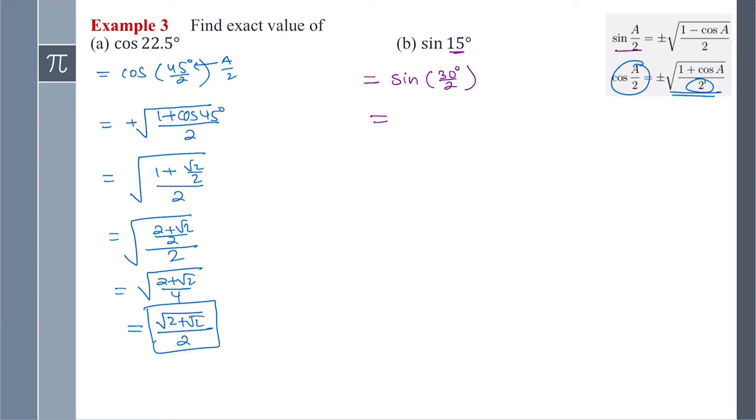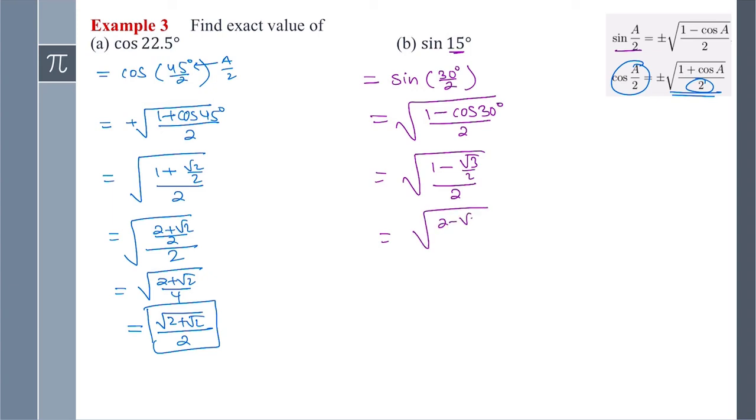Again, this angle is in the first quadrant, so we'll just take the positive value. So we have the square root of 1 minus cosine A, where A is 30 degrees, over 2. And we know that 1 minus cosine 30 degrees is 1 minus square root of 3 over 2, divided by 2. Now if we combine and simplify this fraction, we're going to get 2 minus the square root of 3 over 4, and that can be written as square root of 2 minus the square root of 3 over 2. And that's the exact value for sine 15 degrees.